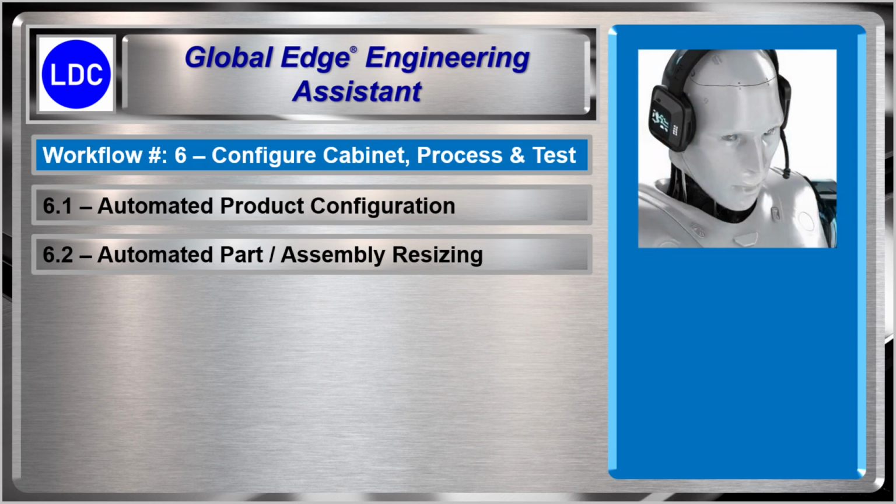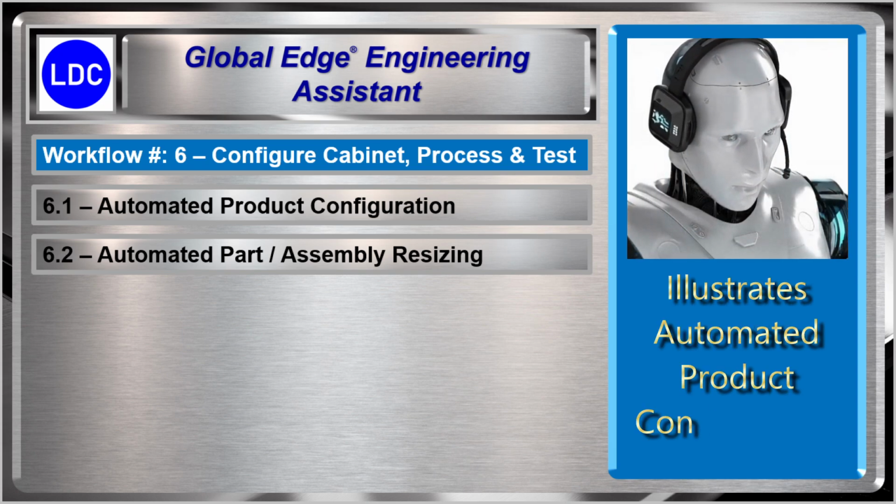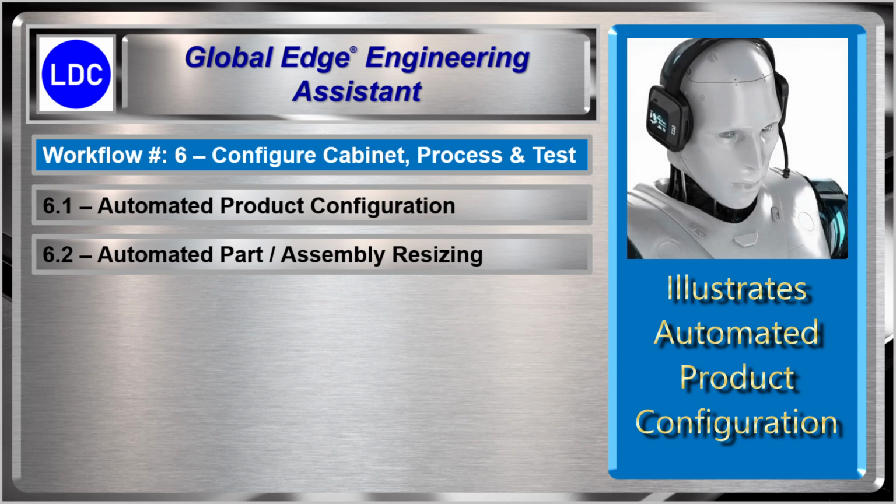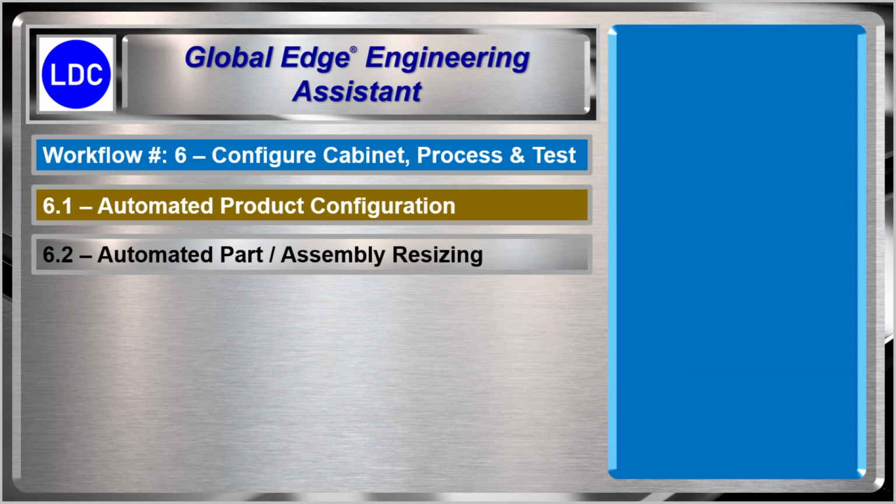Configure cabinet, process and test is a workflow scenario that includes the configuration of a sheet metal cabinet assembly driving the resizing, renumbering, and testing of each configured component. This process ensures that each cabinet assembly meets specific design requirements and quality standards. By following this workflow, teams can efficiently customize cabinet assemblies while maintaining consistency and accuracy throughout the production cycle.